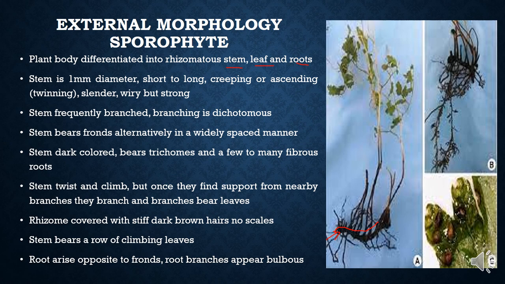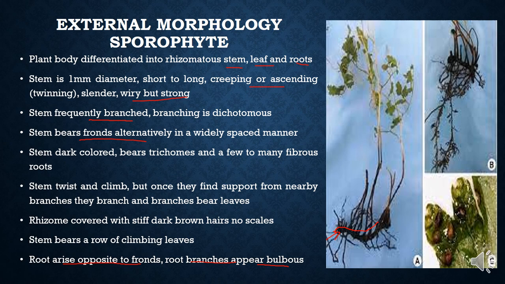So the rhizome is either creeping or ascending. And it is very strong because it is also climbing. This type of rhizome is branched, and branching is dichotomous, but sometimes we find that the dichotomy is unequal. From this stem or rhizome, on the upper surface fronds are borne, and on the lower surface we see the roots. The roots arise opposite to the point from where the fronds arise, and the root branches appear to be very bulbous in structure.